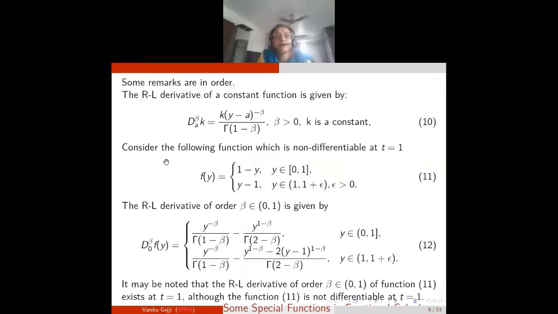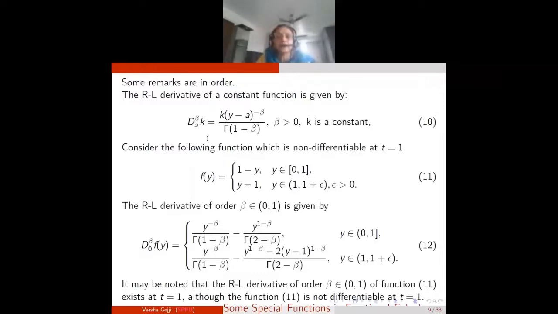Now, some remarks are in order. Now, Riemann-Liouville derivative of a constant function is given here, which is non-zero. This is one of the unique feature of Riemann-Liouville derivative. Another thing is, what is the use of all these extensions? So simple example I have given here, that consider this function. It is 1 minus y and y minus 1. So it is like f(x) equal to mod x kind of graph, only shifted at t equal to 1.